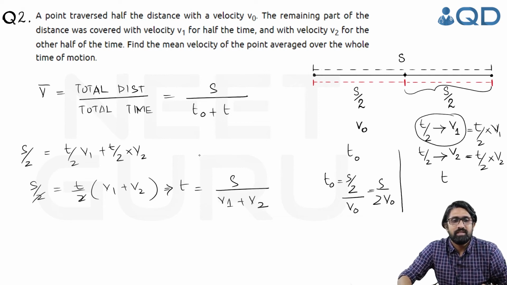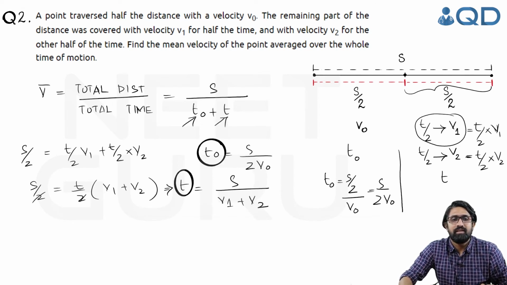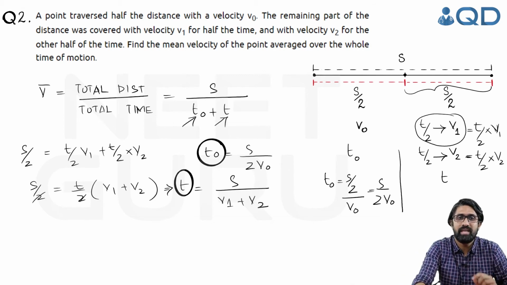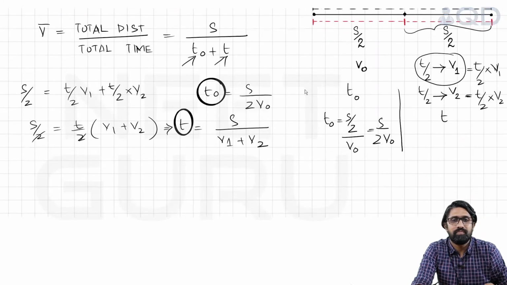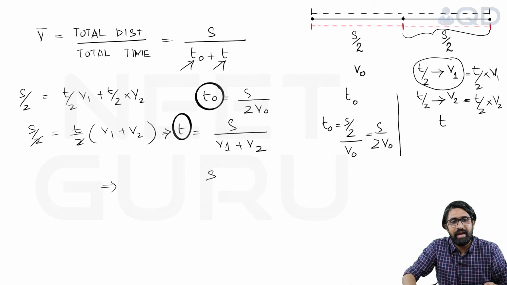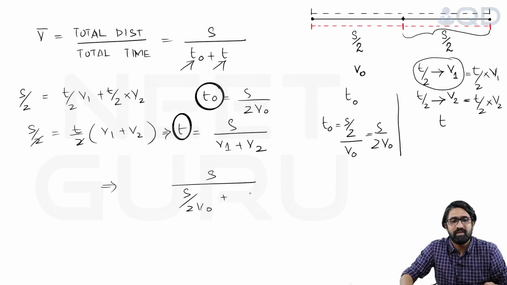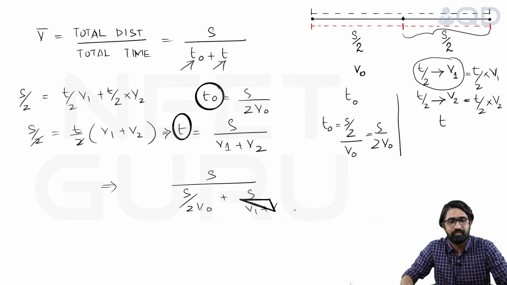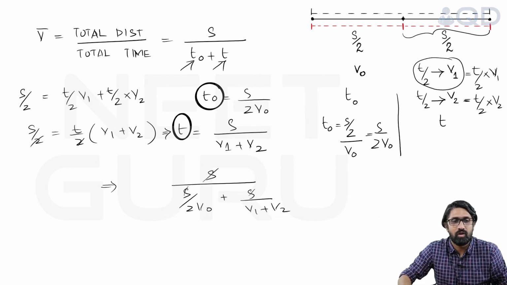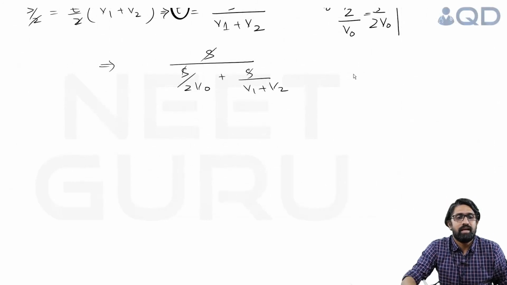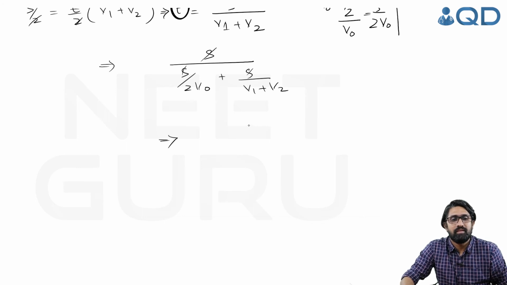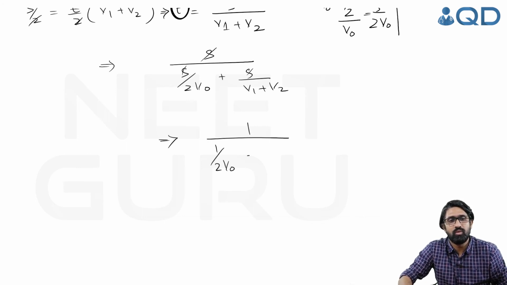Now we have t0 already figured out as s by 2v0. So we have t0, we have t, we can have a new equation by replacing t and t0 in the main equation. So let's try how it works out. So finally we have s divided by, in place of t0 we have s by 2v0 plus, in place of t we have s by v1 plus v2. We can strike off s from all the terms, and then this equation here would become 1 divided by 1 by 2v0 plus 1 by v1 plus v2.